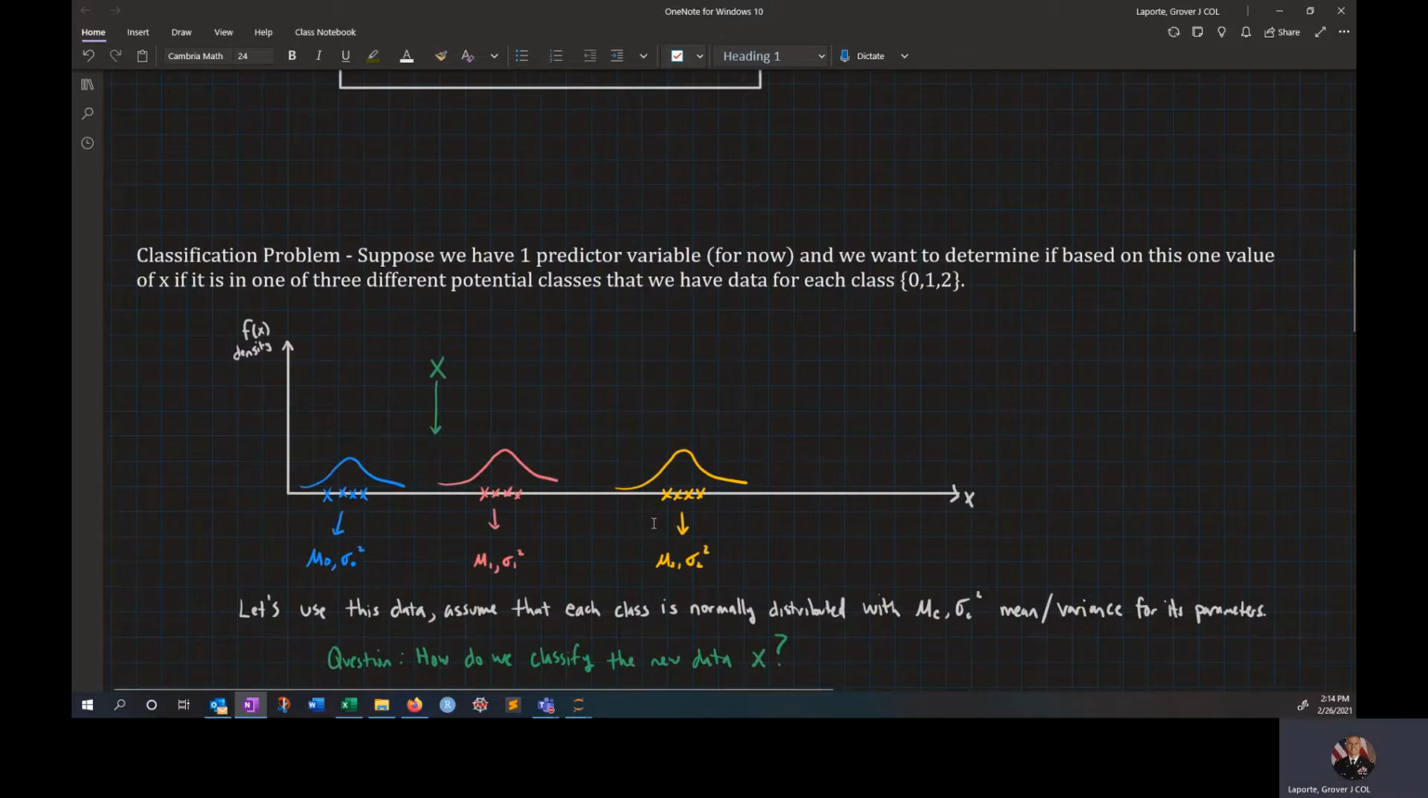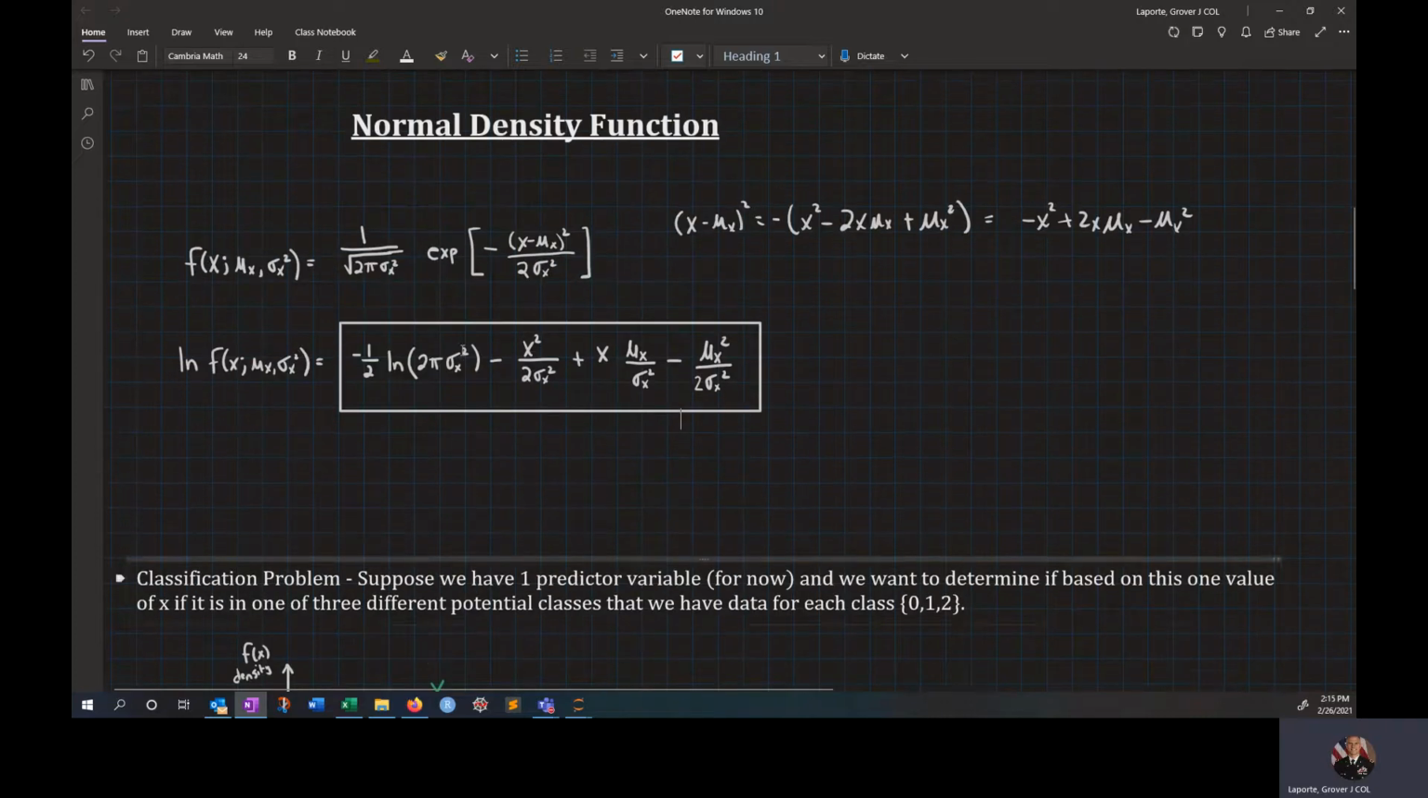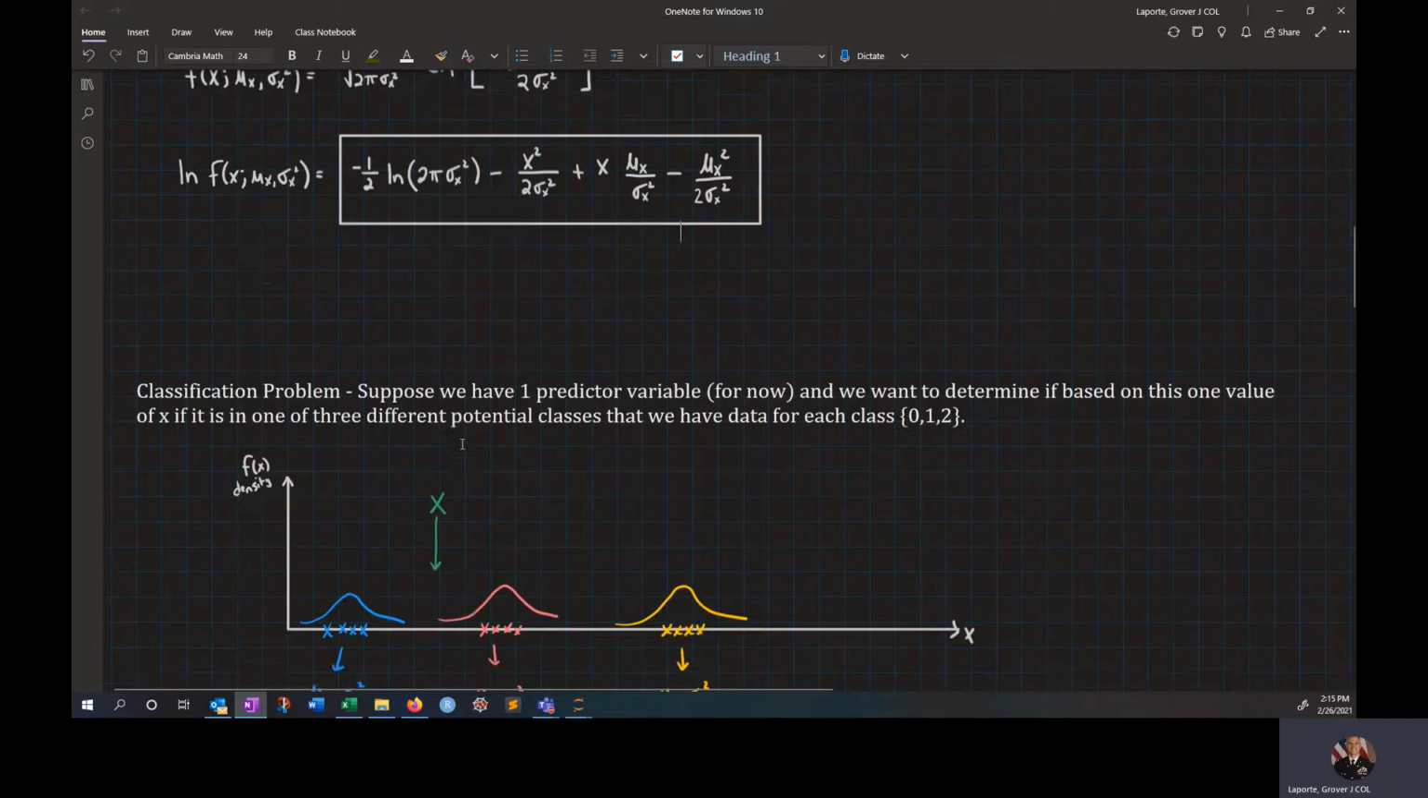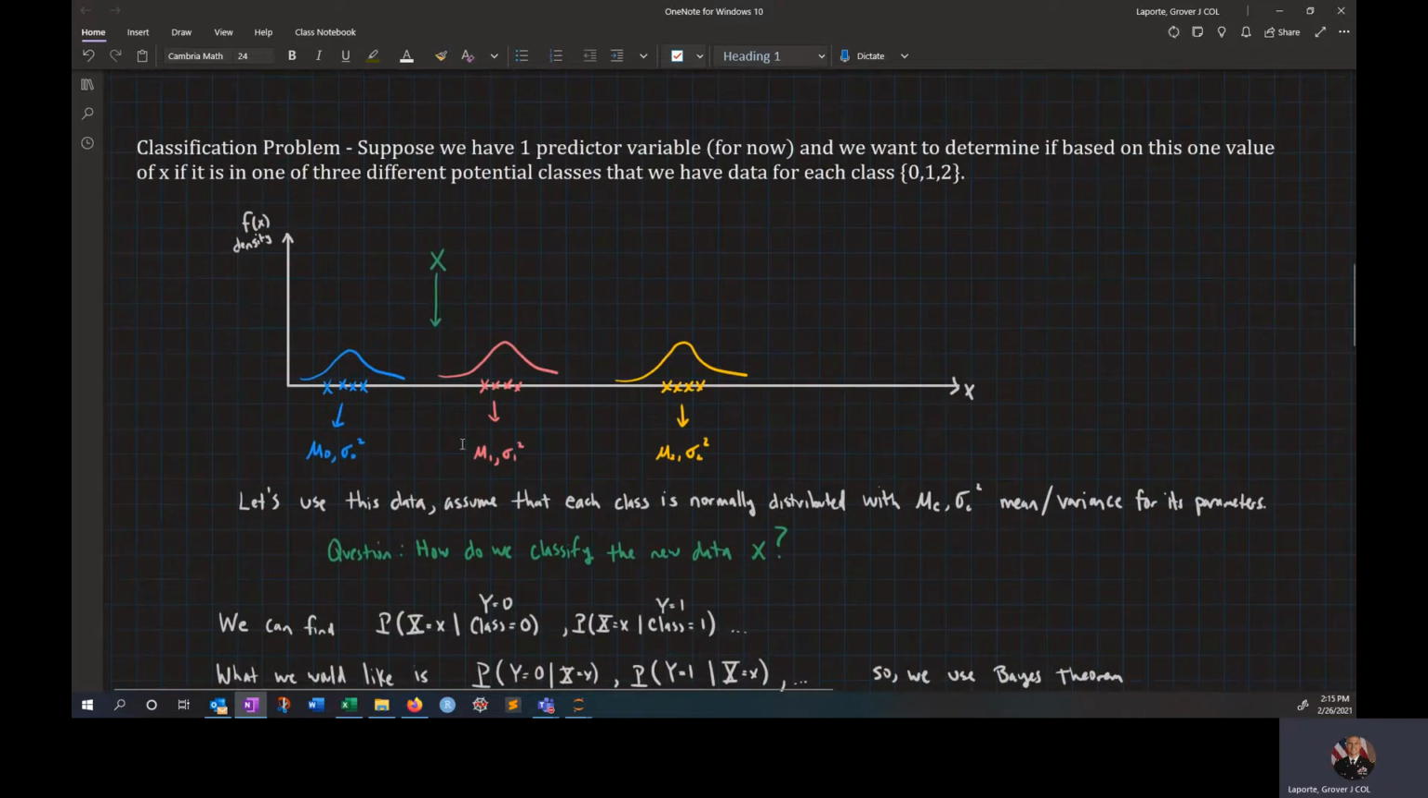The purpose of today's class was to take this idea of assuming that the x's are from this normal distribution, and use that to classify in a classification problem. So suppose right now we have one predictor variable, where p is equal to 1, and we want to determine, based on that one value of x, if it's one of these 3 classes. So you might have 4 pieces of data here, and each one of those is classified as 0.